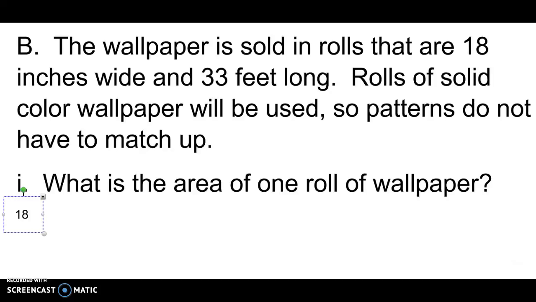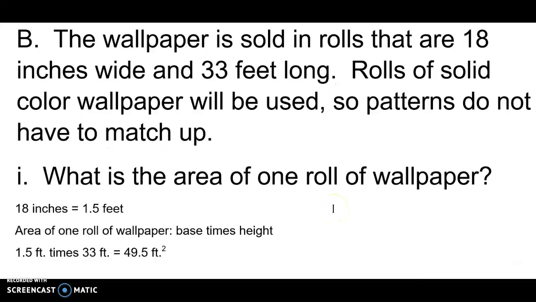Which we did earlier, we already know 18 inches is equal to 1.5 feet. So when we do that, we get our area to be 1.5 feet times 33 feet because we're doing base times height, which gets us the area to be 49.5 feet squared for one roll of wallpaper.